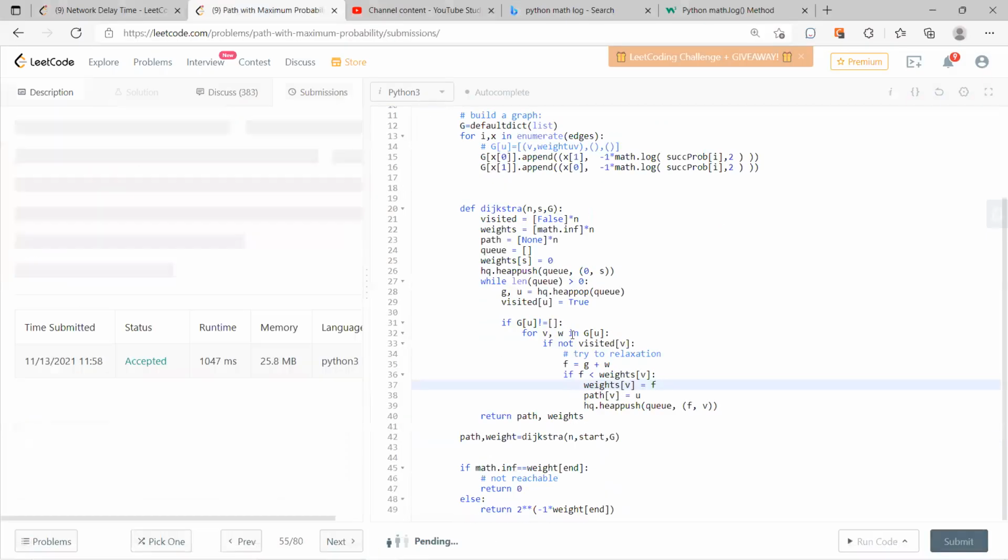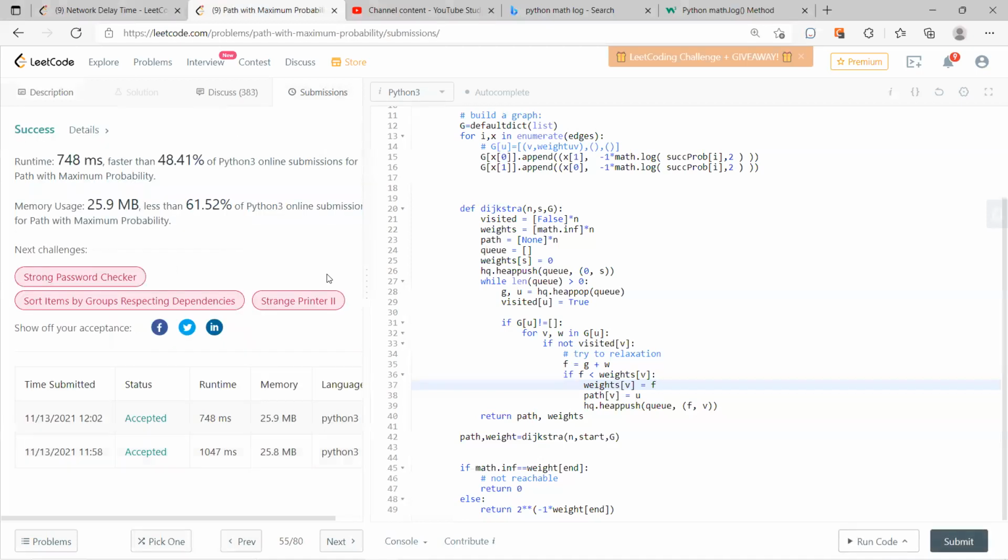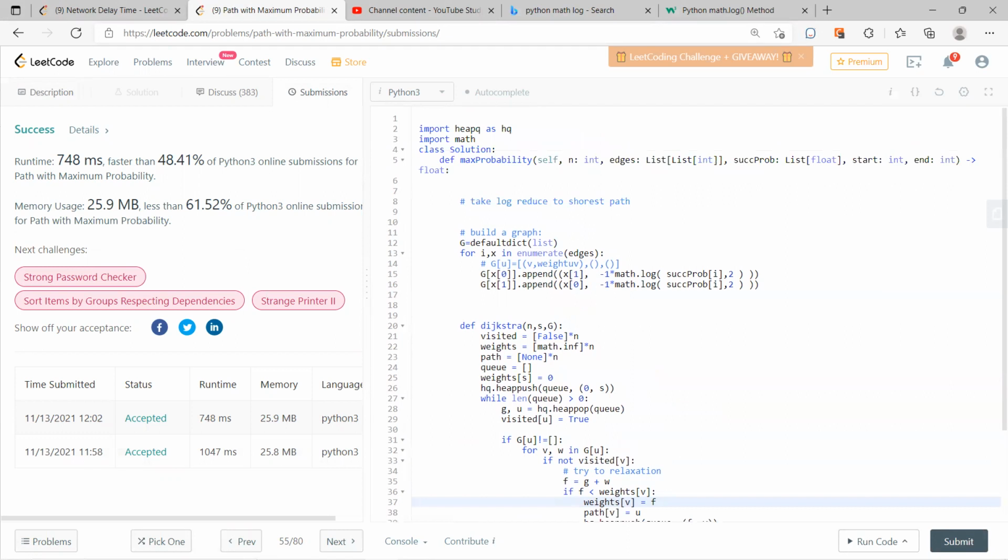Okay, that's it. Let's submit. So this is very simple, right? You just use the Dijkstra again and again and again. Okay, then you can solve this problem. Okay, so see you guys next video.